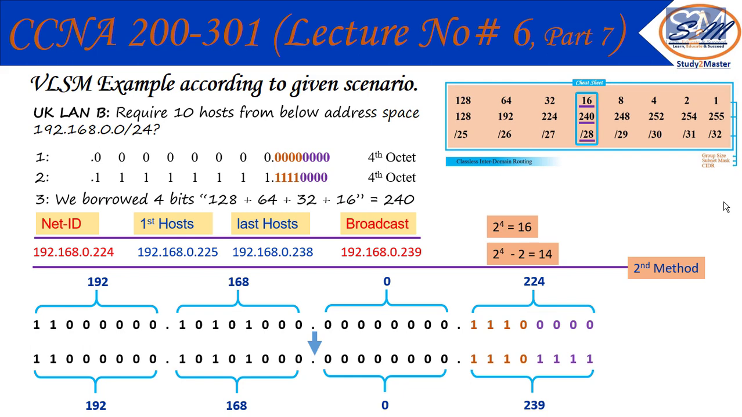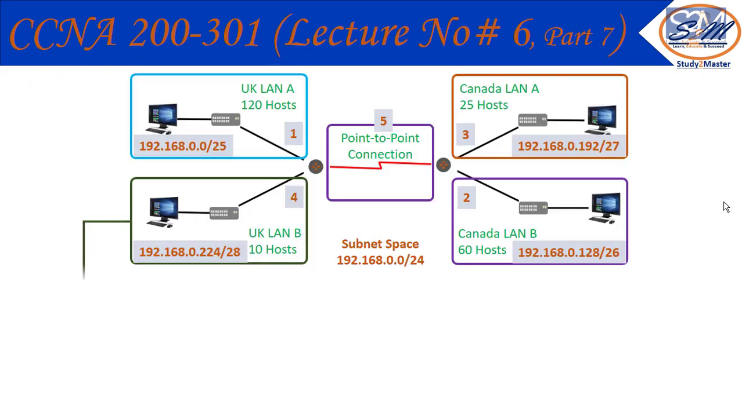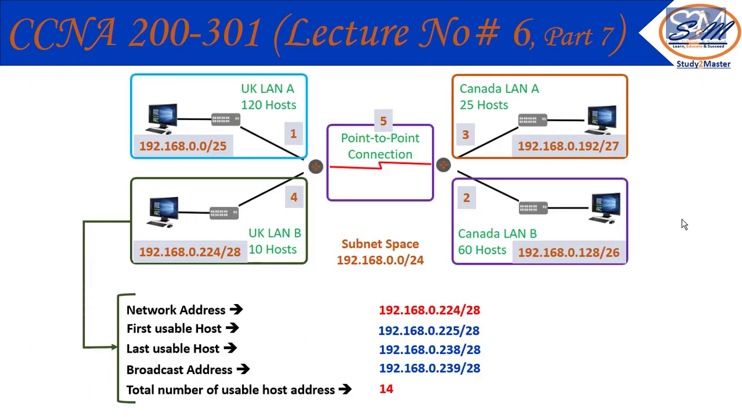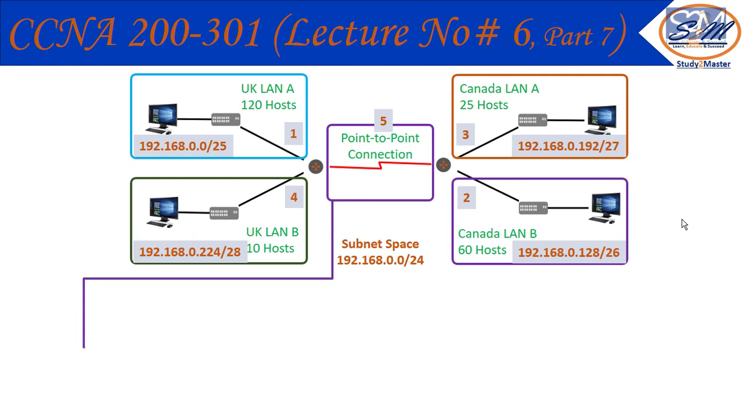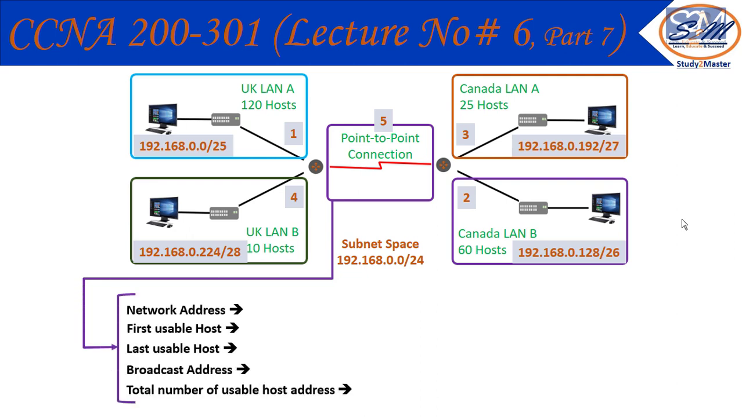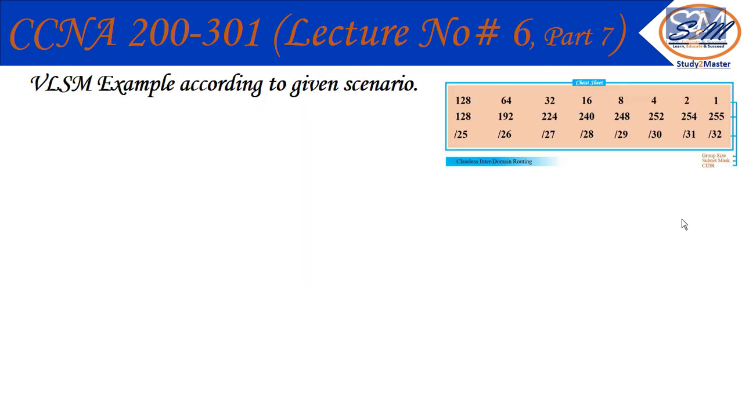This is how we subnet, and we start from the largest, second largest, third largest, and fourth. It means from largest toward the smallest with VLSM. The addresses of UK LAN B will look like this, each with /28. The network address will be 192.168.0.224/28, and the rest of them: first usable address, last usable address, broadcast IP address, and total number of usable host addresses will be 14.